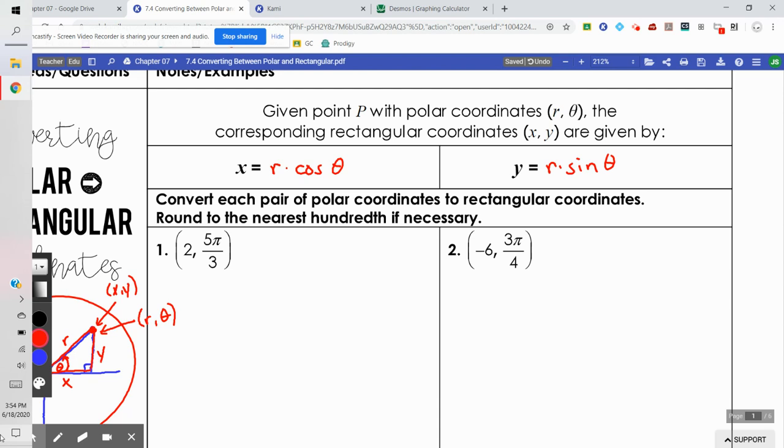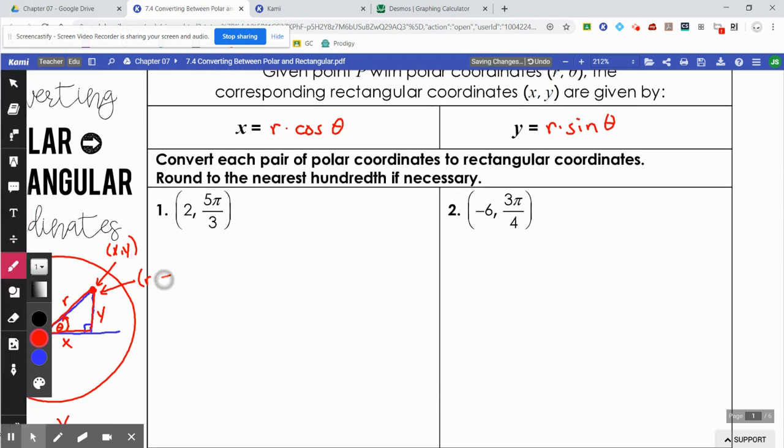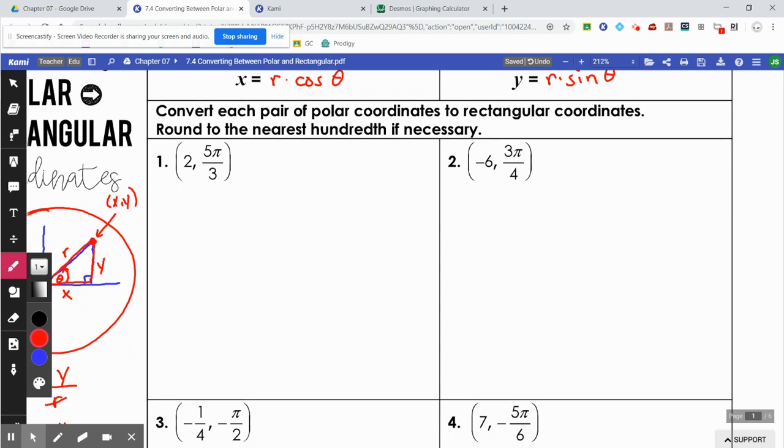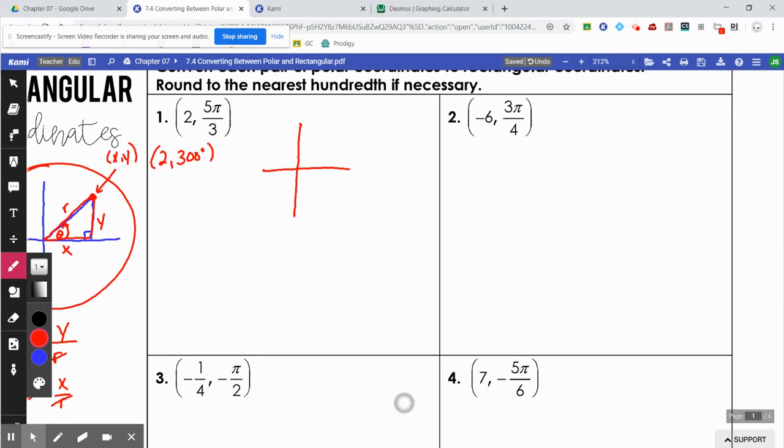So there's the relationship. So what we're going to do now is convert each of these polar coordinates into a rectangular coordinate, and it says round if we need to. So if we've got 2 comma 5 pi over 3, and 5 pi over 3, that is, excuse me, 180 divided by 3 is 60. 60 times 5 is 300. So this is 2 comma 300 written in degrees. So that's going to be located somewhere right in here.